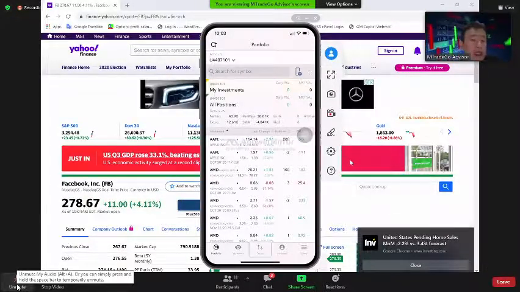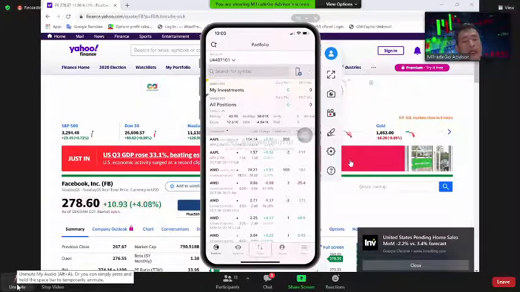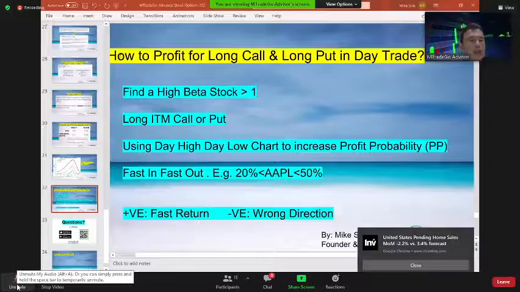However, don't worry, you can even start with 1,000, 2,000, or 3,000. When you start with a smaller value, we use another strategy, which tomorrow we're going to touch on. This is more of a spread strategy. Or you can do naked long call or naked long put, like what I shared with you guys today. With a small amount of money, you can long call and long put anytime. You can find a high beta stock and long an in-the-money call or put.